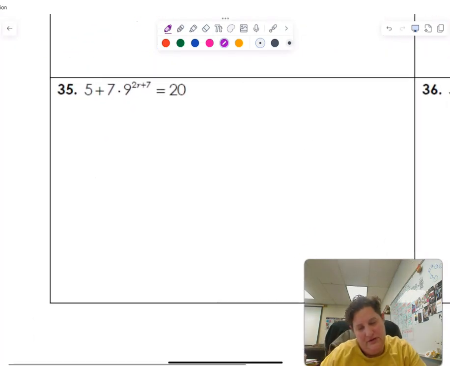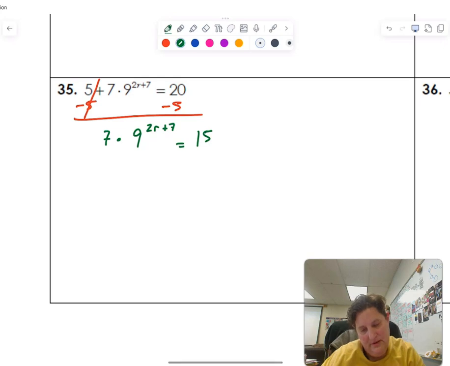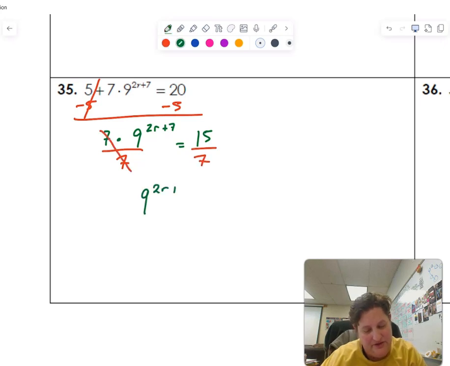Two more questions. Here we go. Okay, let's subtract the 5 over. All right, so I get 7 times 9 to the 2r plus 7 equals 15. Divide by 7. That's not going to be a very nice number, so I'm actually just going to leave it as 15 over 7. It's going to be easier to work with.